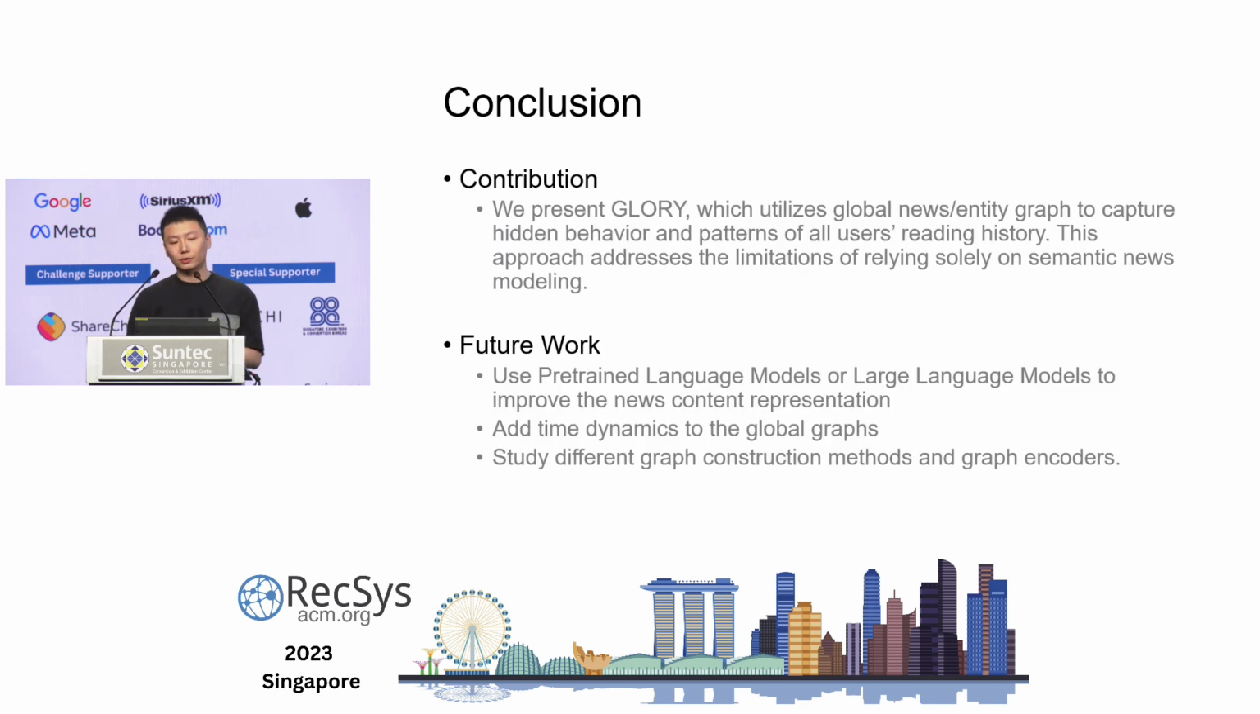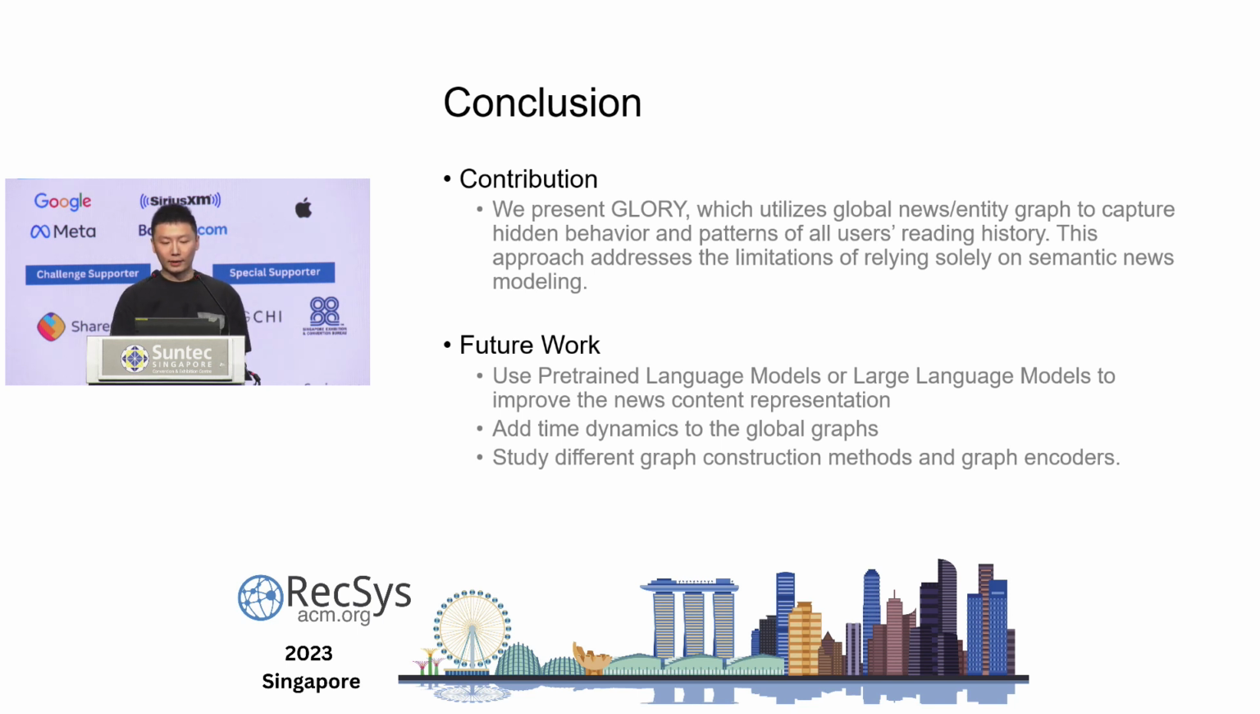And here we come to the conclusion. We present Glory, which utilizes global news and entity graphs to capture hidden behaviors and patterns of all users' reading history. This approach addresses the limitation of relying solely on semantic news modeling.